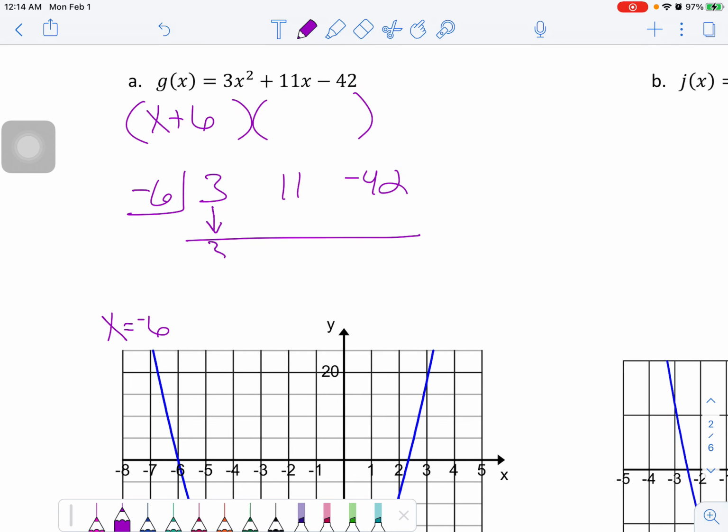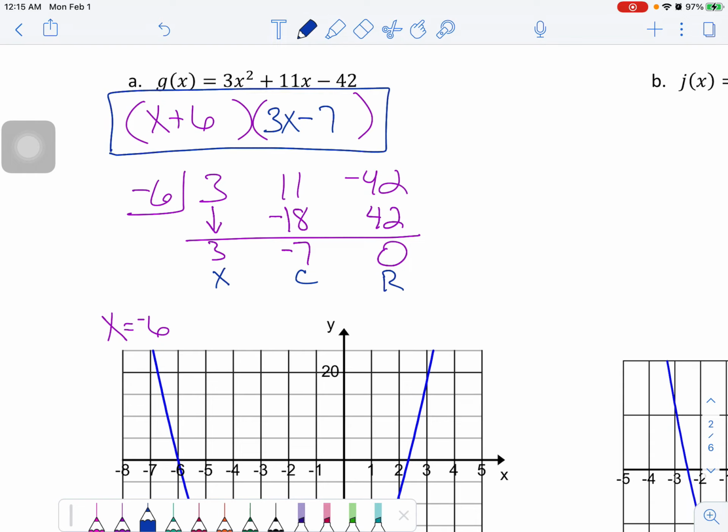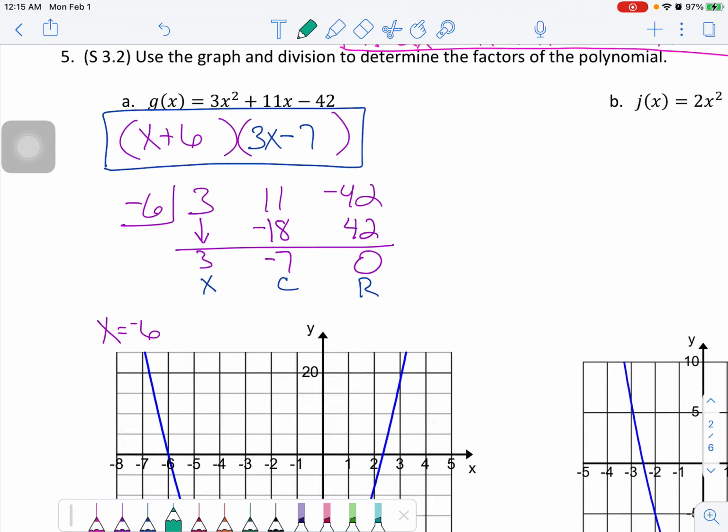All right, drop the first one, multiply, so what is that? Negative 6 times 3 is negative 18. Add them up vertically, negative 7. That's going to turn into positive 42, so a remainder of 0. So if I organize it and label it, that's my remainder of 0. That's my constant. This is my x. So the other factor is 3x minus 7. So the two factors for part A are x plus 6 and 3x minus 7. The order that you write those two makes no difference to this problem whatsoever.